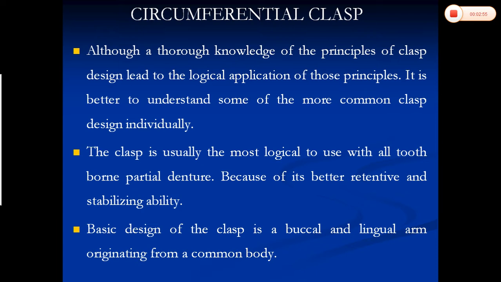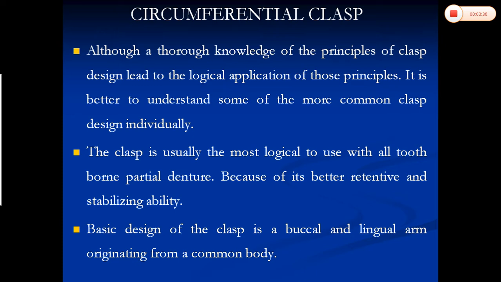The circumferential clasp is usually the most logical to use with all tooth-borne partial dentures. For example, in a tooth-supported partial denture such as Kennedy's class 3 situation, where the edentulous space is bounded by natural teeth anteriorly and posteriorly, we take support of the abutment teeth on both sides of the edentulous area. In this situation, the circumferential clasp or C clasp is most logical to use because it provides better retention and stabilizing ability.